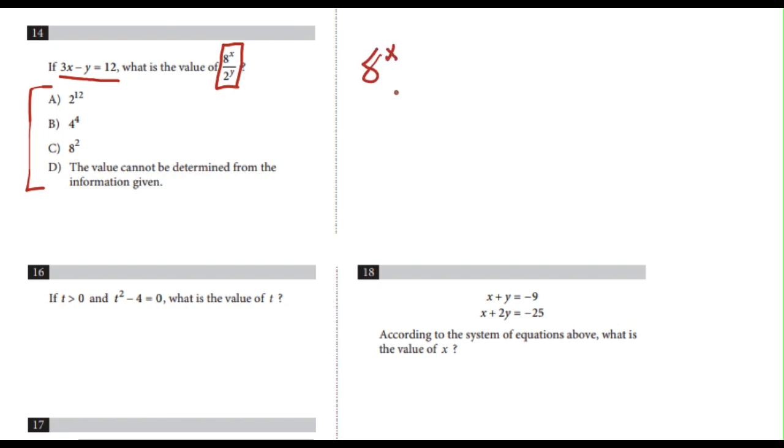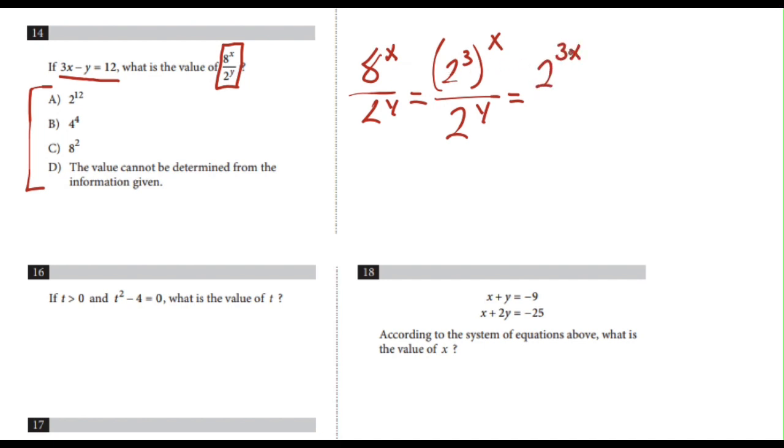8 to the power of x over 2 to the power of y. We can turn this 8 into 2 cubed to the power of x over 2 to the power of y. When you have an exponent to an exponent, those exponents multiply together.